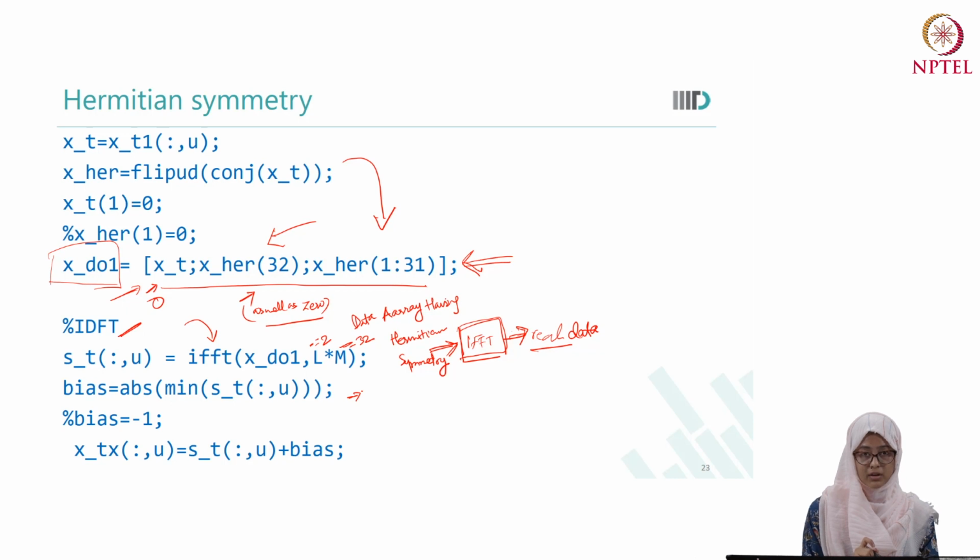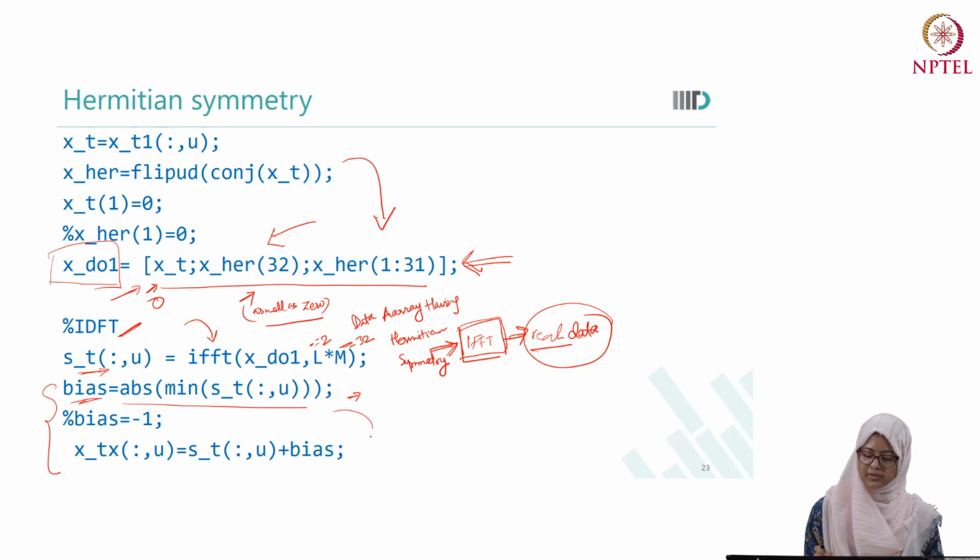And then we are trying to give a bias. Now coming to the bipolar to unipolar part. So what are we going to do? We are finding the minimum value of this real data. So we have got the minimum value. After that, the absolute minimum value is added to it, and then it is being DC biased. So if we get something negative, now we will have something positive from this x_tx data.